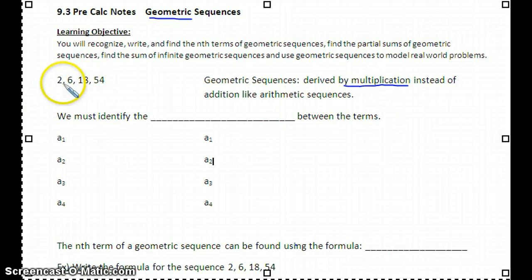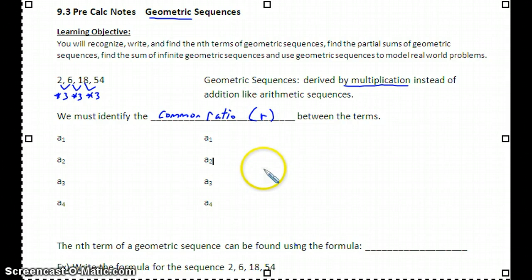So if I give you a sequence 2, 6, 18, 54, to get from 2 to 6, what do you have to multiply by? You times by 3. To get from 6 to 18, again you multiply by 3, and to get from 18 to 54, you multiply by 3. So instead of calling this the common difference, like we did when it was arithmetic, what we call this now is the common ratio. And we're going to denote this with an r in our formula.